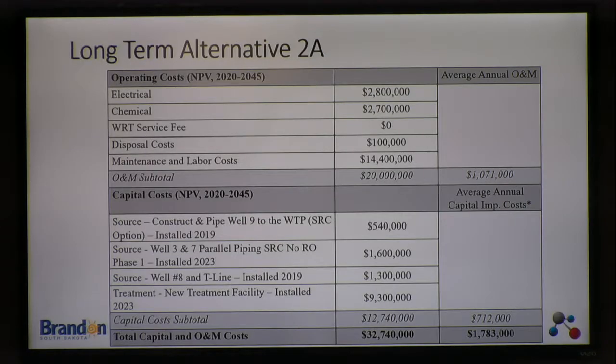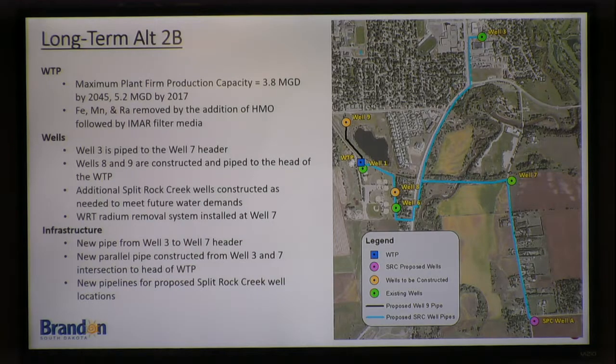It's alternative 2B. Again, we're looking at well number 7, putting the WRT in place for that, and then continuing to use the existing treatment process at the existing treatment plant.